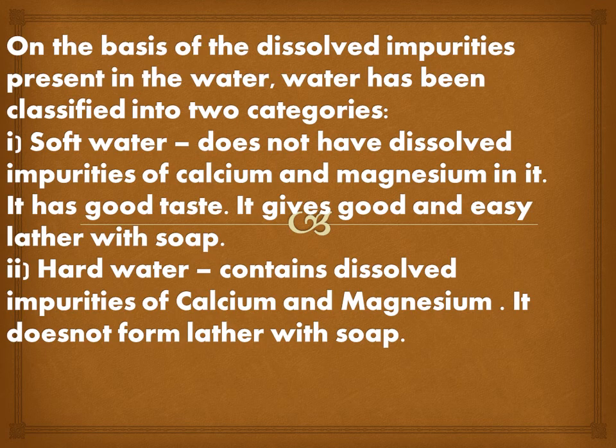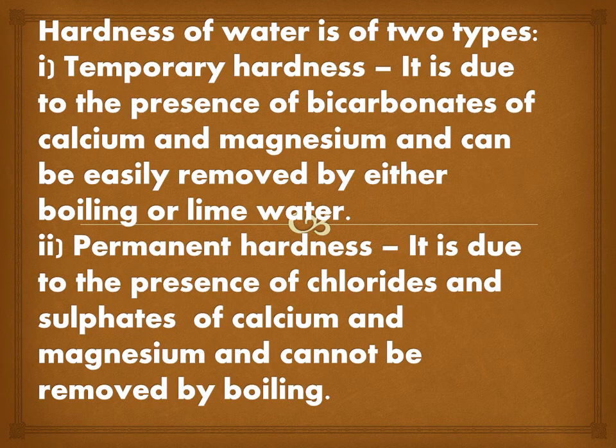Hard water contains dissolved impurities of calcium and magnesium. It does not form lather with soap. Now, hardness of water is of two types. One is temporary hardness, another one is permanent hardness. Temporary hardness is due to the presence of bicarbonates of calcium and magnesium and can be easily removed by either boiling or using lime water. Permanent hardness is due to the presence of chlorides and sulphates of calcium and magnesium and cannot be removed by boiling.